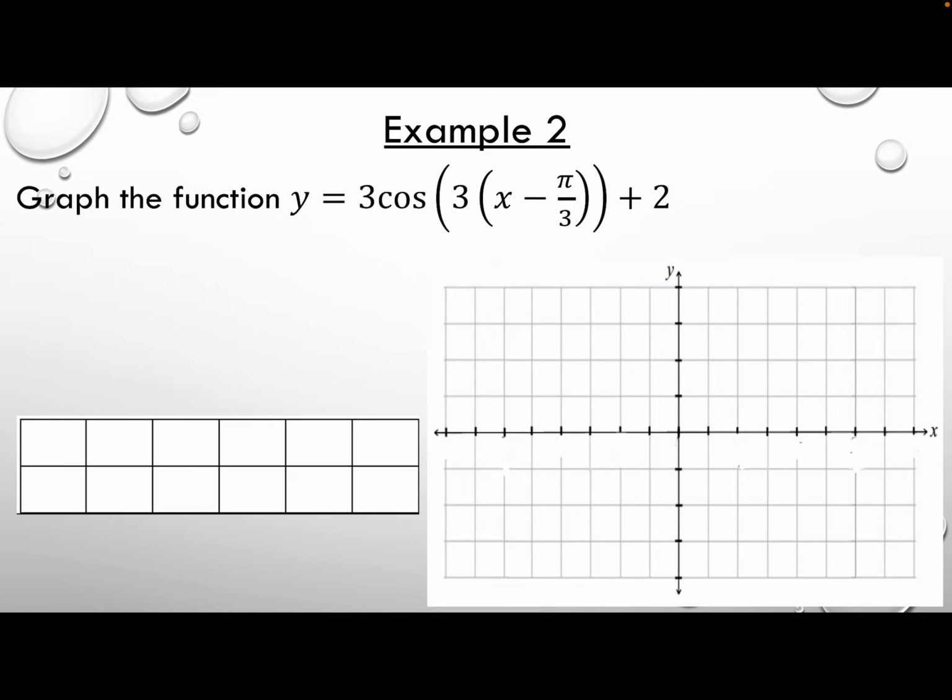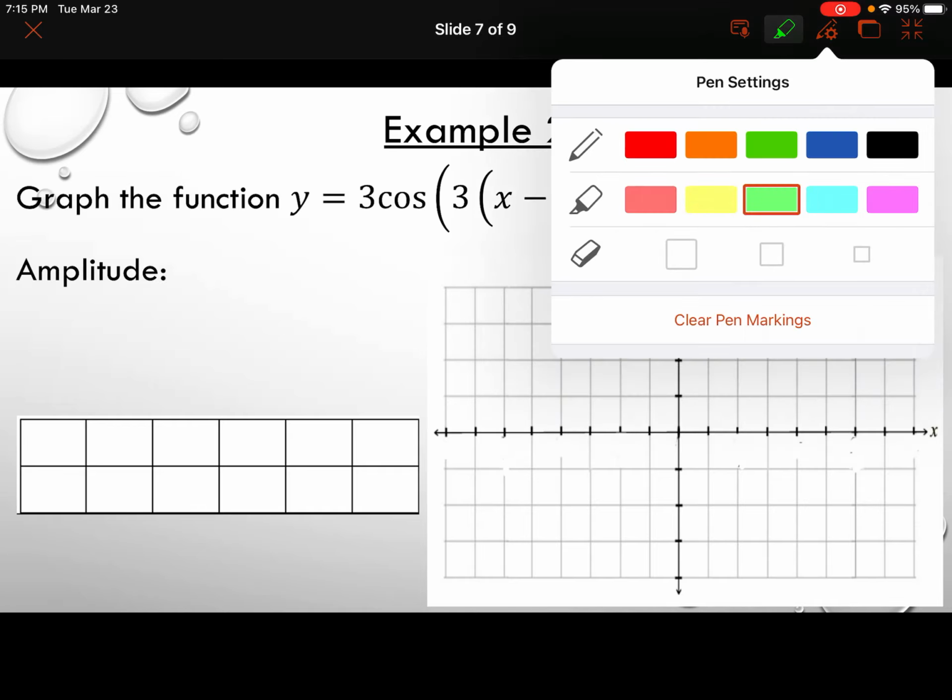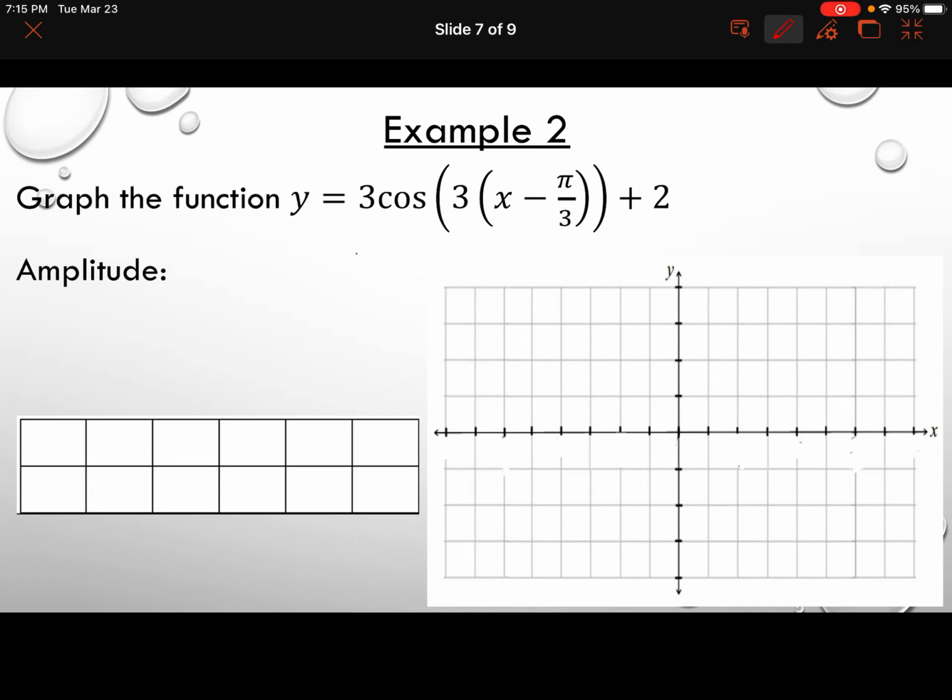Example 2. So y is equal to 3 cosine of the quantity 3 times the quantity x minus pi over 3, plus 2. So this one's a little bit more complicated. So once again, let's do the amplitude. We know the amplitude is that a value being multiplied in front. So it's 3. So that's our amplitude.